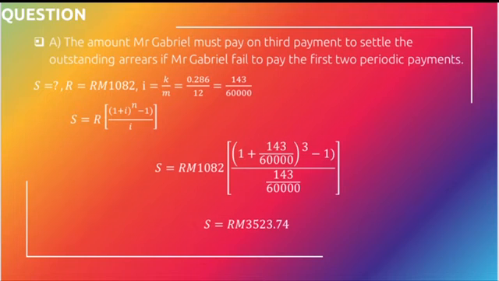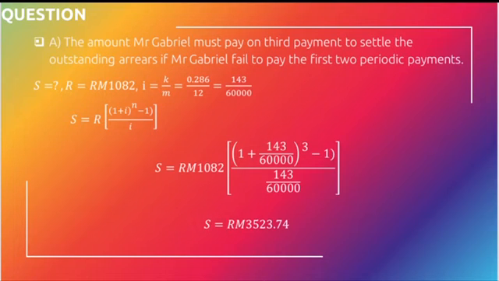So in this case, as we don't know S, R is equal to RM 1082, I equals K over M, which is 0.0286 over 12, equal to 143 over 60,000. And lastly, your N is equal to 3. This is because they ask for the amount you must pay on the third payment. For example, if they ask the amount you have to pay on the fourth payment, your N equals 4. But in this case, your N equals 3.